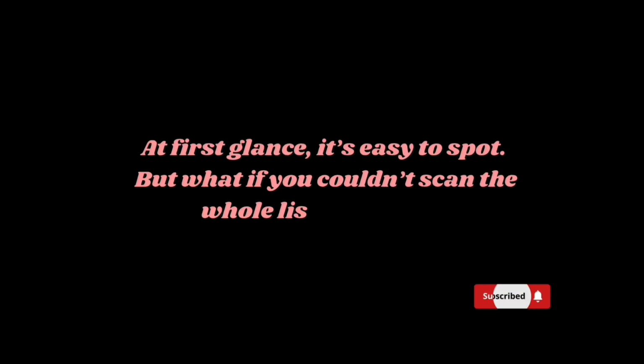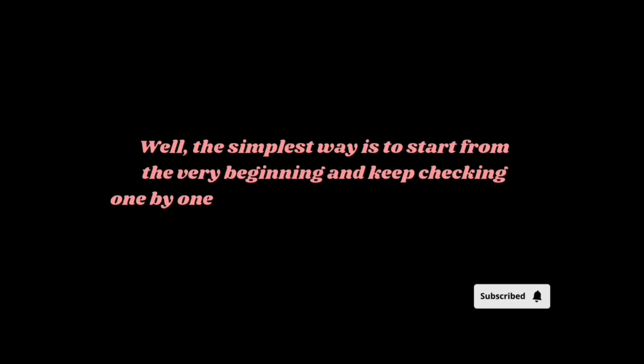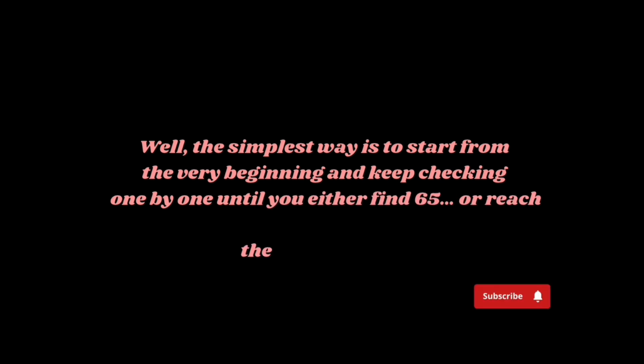At first glance, it's easy to spot, but what if you couldn't scan the whole list at once and could only check one number at a time? Well, the simplest way is to start from the very beginning and keep checking one by one until you either find 65 or reach the end of the list. That's what we call linear search, step by step.